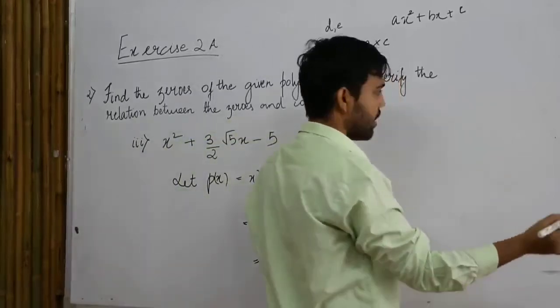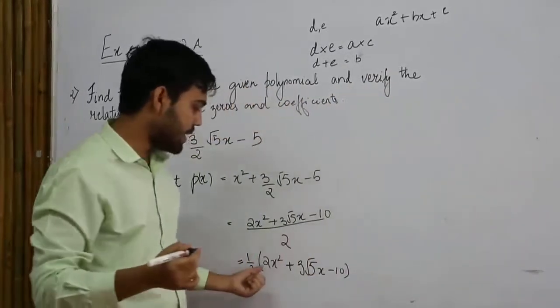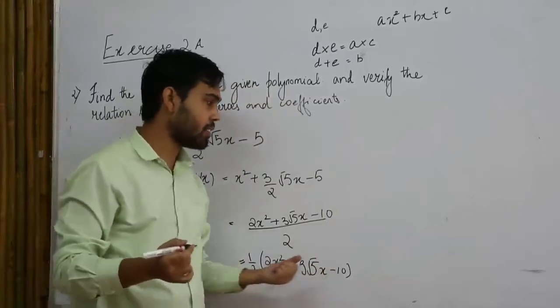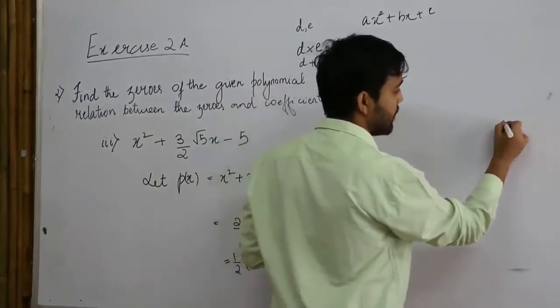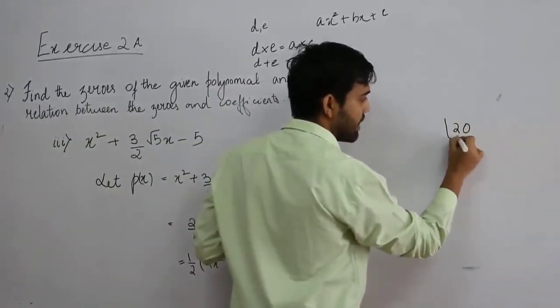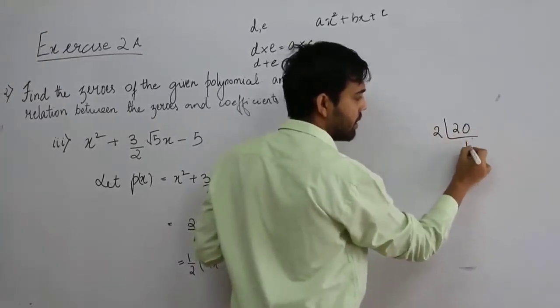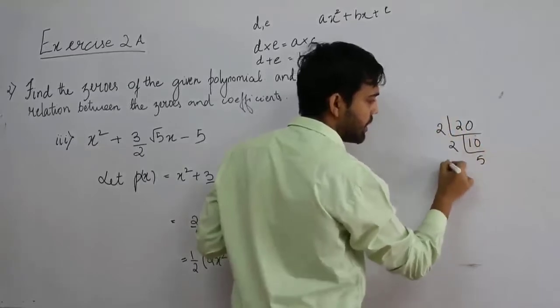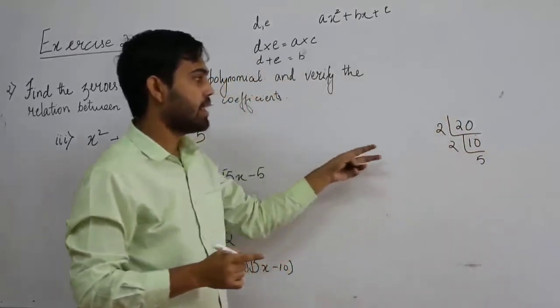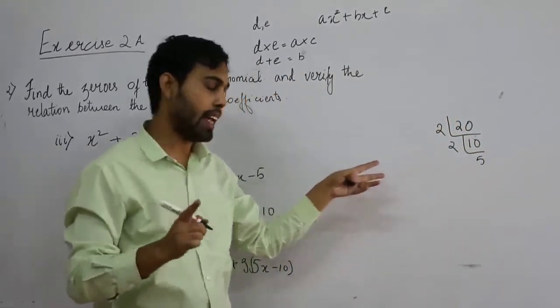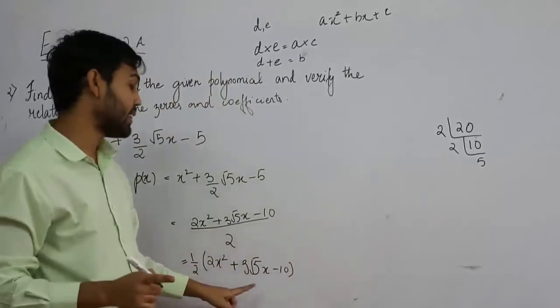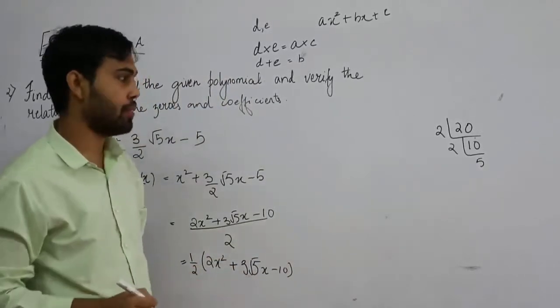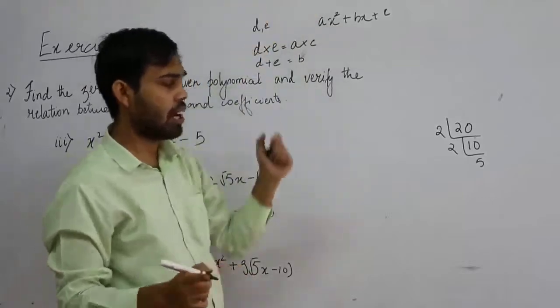So first, I take the product of the coefficient of x squared and the constant term. So the product is 20. I factorize this, so I have 2 into 10 and then 2 into 5. So I need to use these factors in such a way that I get two numbers which when I add, I get the middle term. That means my intention is to get 3 root 5. Okay, how to do this?